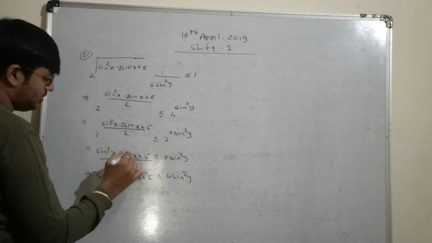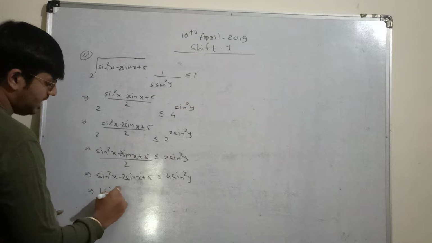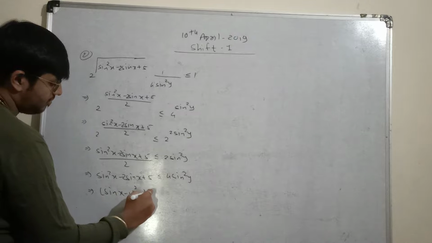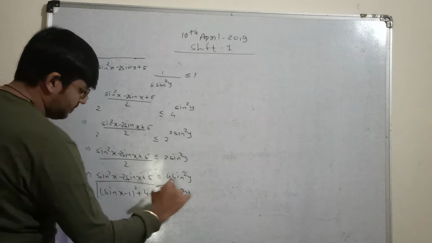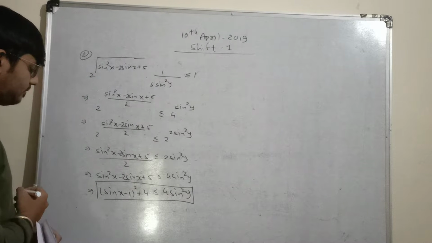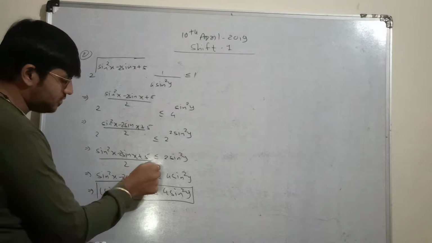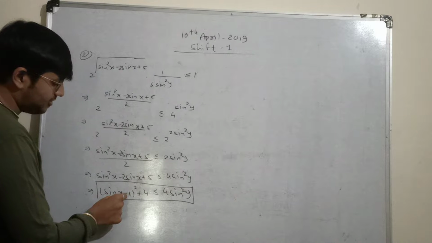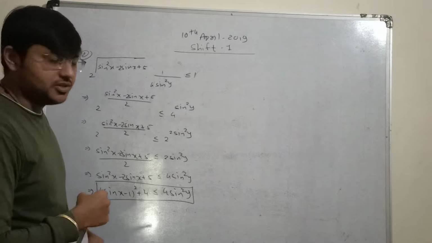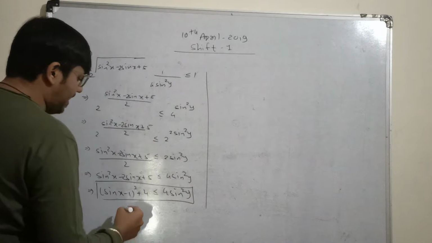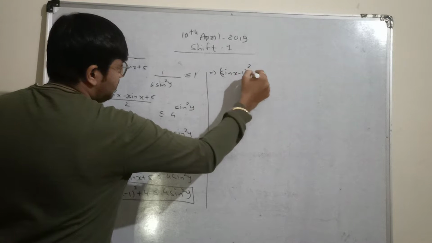Here there is 2. So now if I want to make a perfect square over here, so I can make a perfect square like sin x minus 1 whole square plus 4 less or equals to 4 sin square y. I need to satisfy this inequality. See, here I make a perfect square like sin square x minus 2 sin x plus 1 plus 4. So it will become sin x minus 1 whole square plus 4. Now let's find out the individual range of the functions. So on left side, I have sin x minus 1 whole square plus 4.